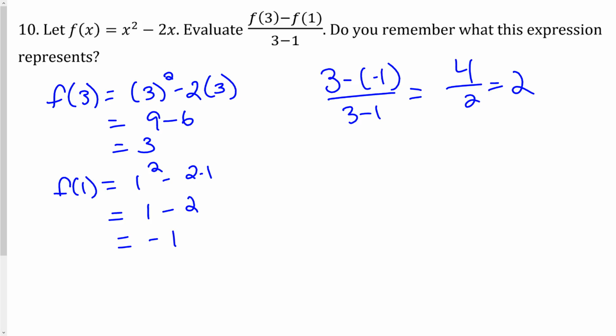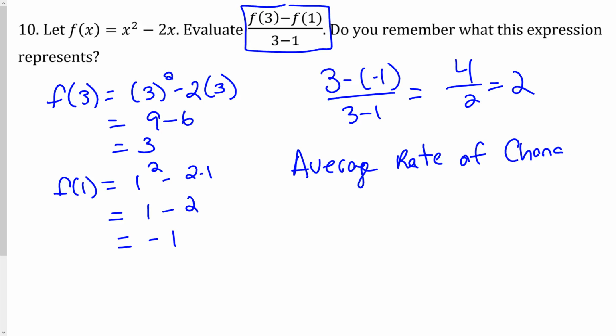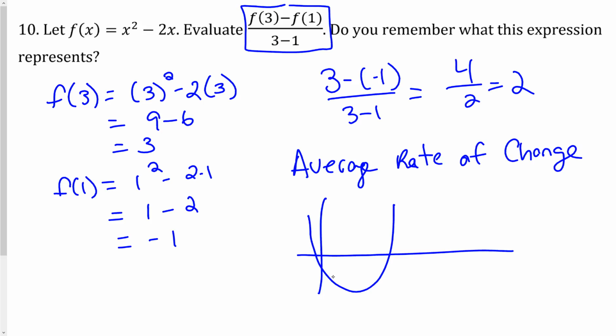What does this represent? This expression is the average rate of change formula. It's finding the slope between the 2 points on that parabola. So there's the parabola. Here's when x equals 3. Here's when x equals 1. This is not to scale at all. And the slope of the line connecting those 2 points is 2. So the average rate of change is the change in y over the change in x.